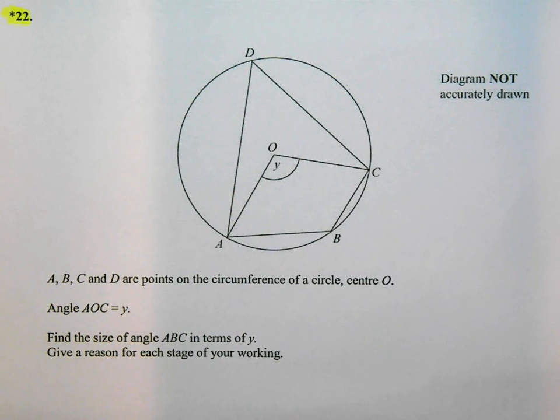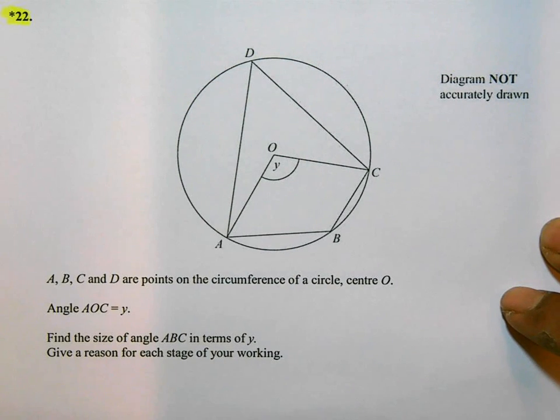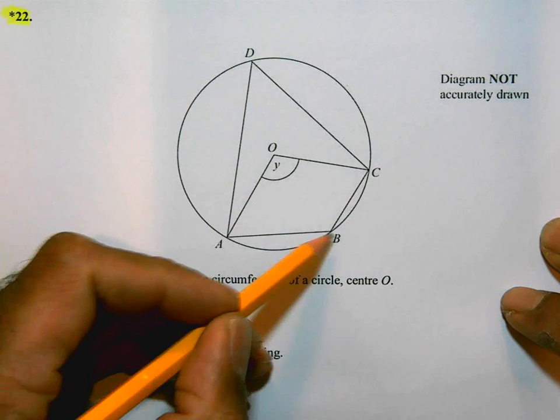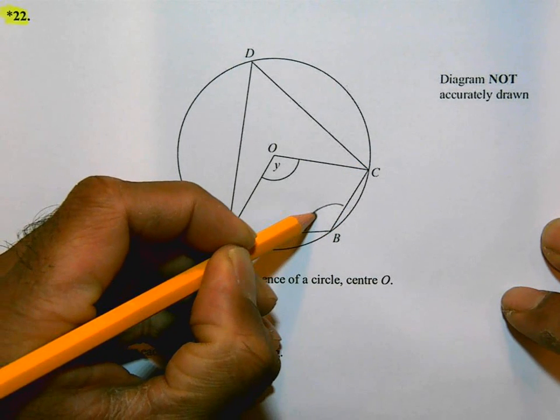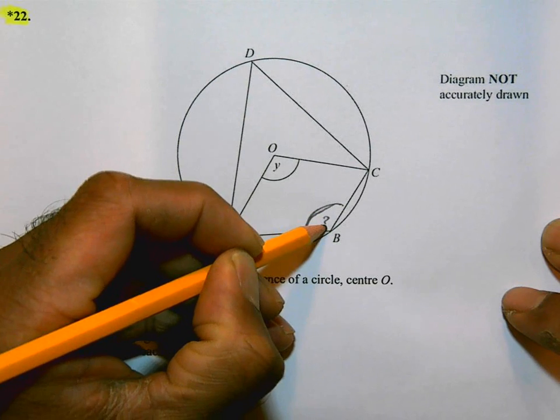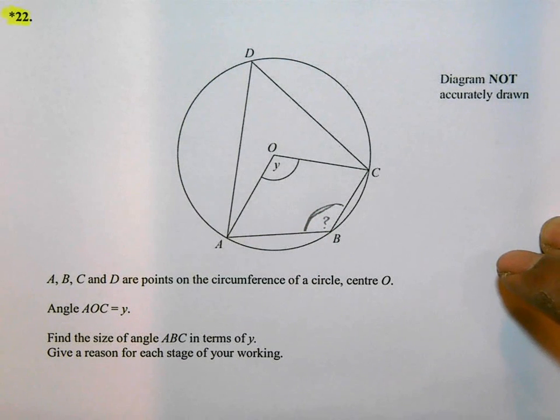I'm going to try to do as much of it around the diagram as possible, but let's go back to this angle AOC. So AOC is Y, and they want us to find the size of angle ABC, and the ABC is this angle over here. A, B, C, B in the middle. This is the angle that we need to work out, and I need to think about how I'm going to do that.